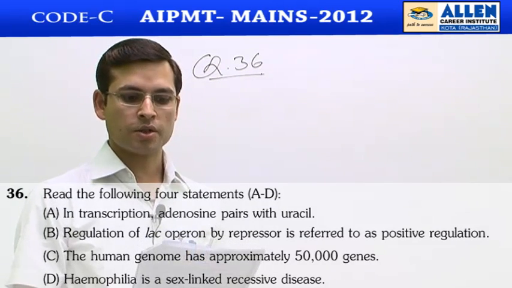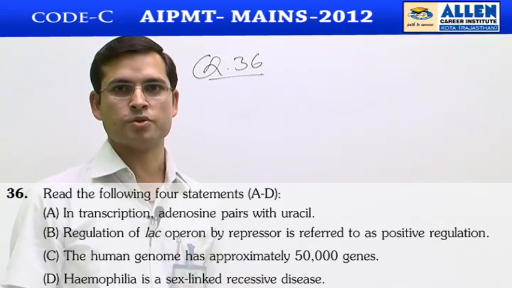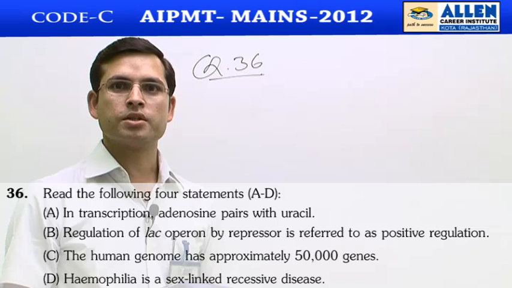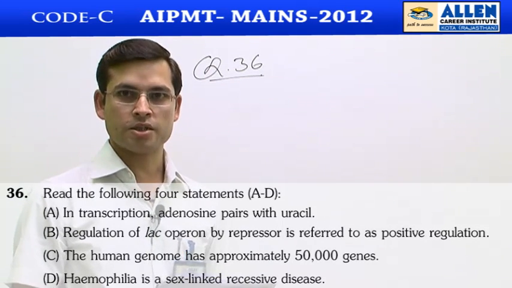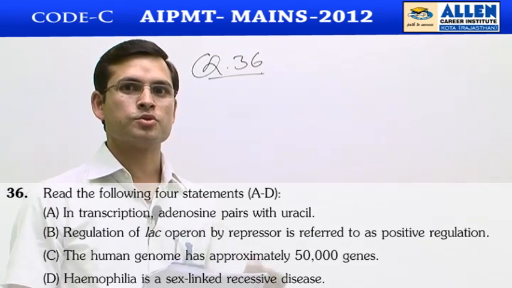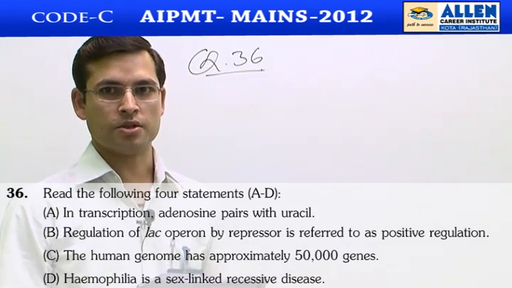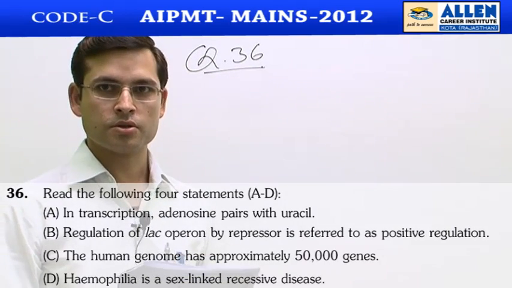Second statement: regulation of lac operon by repressor is referred to as positive regulation. But we know that in the case of a repressor, the regulation of lac operon is negative, it is not positive one, because the binding of the repressor to the DNA will stop transcription, and that is why we call it a negative regulation. So this statement is wrong.